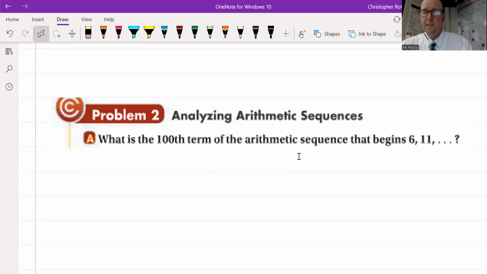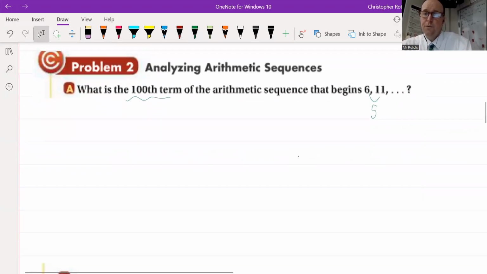So the next thing we're going to do is, okay, I want you to find the 100th term. I've got two options here, friends. I can go 6, 11. Right, so that means I'm going to add 5. I can do that 99 more times and figure out what number I'm at. That does not sound very exciting.